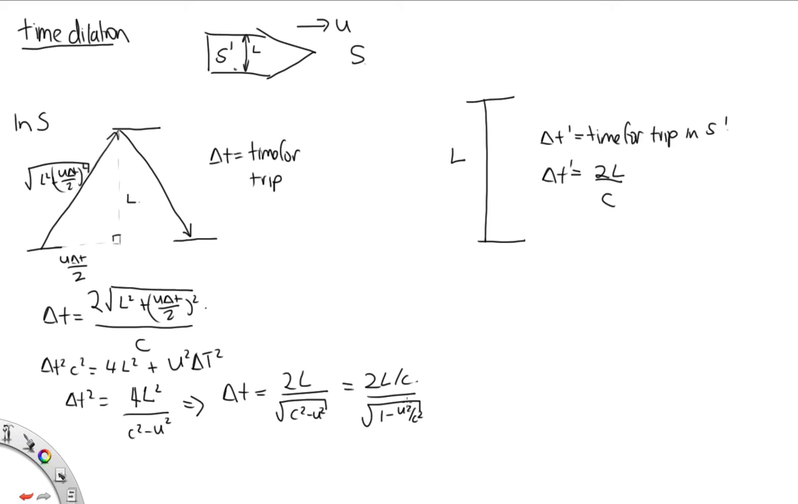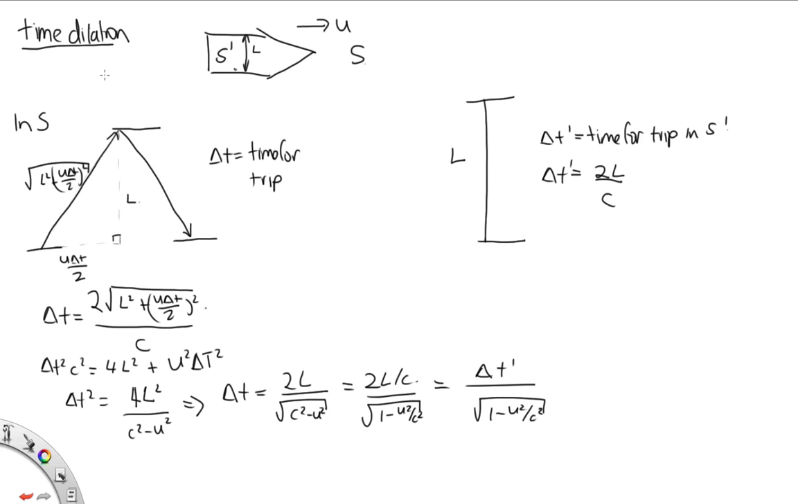And now the reason for doing this is that this is now delta T dash. So this is equal to delta T dash over the square root of 1 minus U squared over C squared. And this term is some number between 0 and 1. So you can see that delta T is going to be bigger than delta T dash, or delta T prime. So it looks from the outside like things take longer to happen in frame S dash, which is why it's called time dilation. Now, experimental evidence that time dilation happens comes from muons.